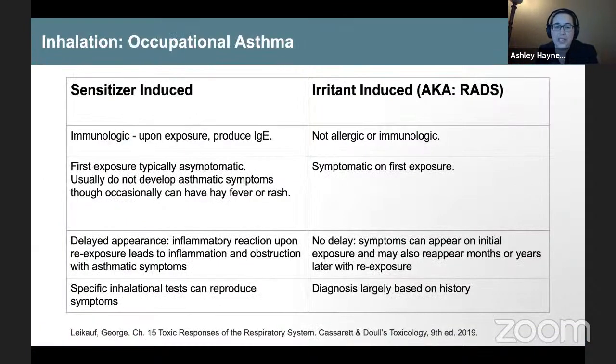And then the other concern with sensitizers is occupational asthma. To break this down, there are two types of occupational asthma: sensitizer induced, which is what we consider from the quaternary ammonium compounds, and then irritant induced. There are a couple of differences. With sensitizer induced, this is an immunologic phenomenon where after exposure, as mentioned, IgE is produced. They may not be symptomatic that first time, and then re-exposure leads to that inflammation and obstruction that's consistent with asthmatic symptoms. There can be specific inhalational tests that reproduce these symptoms, so you have them be exposed and then check PFTs. With irritant-induced asthma, this is not allergic. They're typically symptomatic on the first exposure with little delay, and the diagnosis is largely based on history. For the most part, evidence suggests that quaternary ammonium compounds can contribute to a sensitizer-induced picture of occupational asthma. Next slide, please.